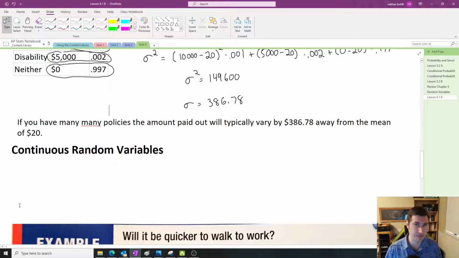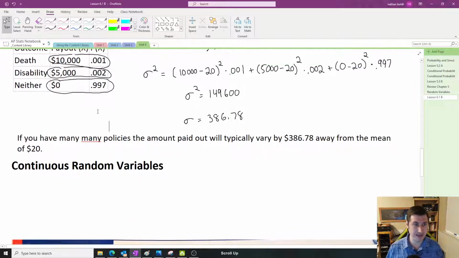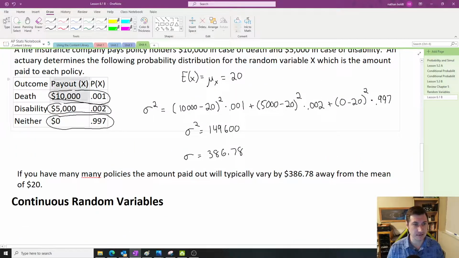Continuous random variables. So moving away from a discrete variable where x has certain discrete values. So there, x only had 3 values that it could take on: 10,000, 5,000, 0. But what about a continuous random variable where x could take on any number? It's in a continuum now.